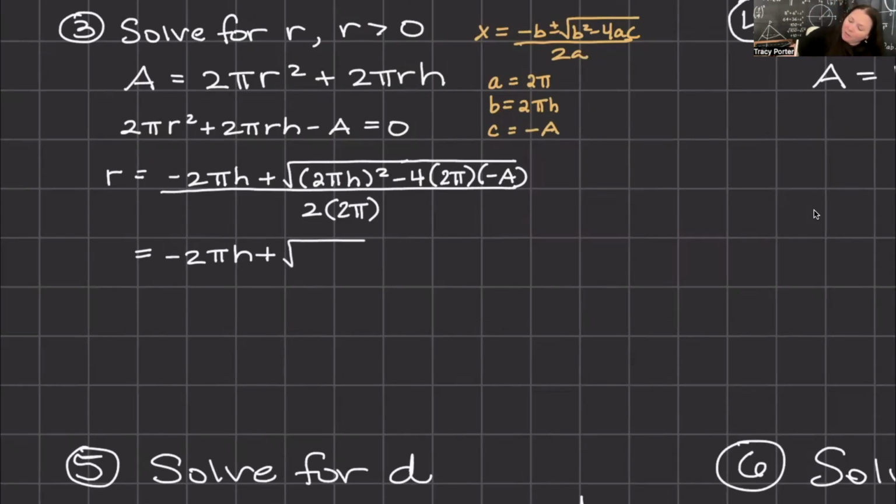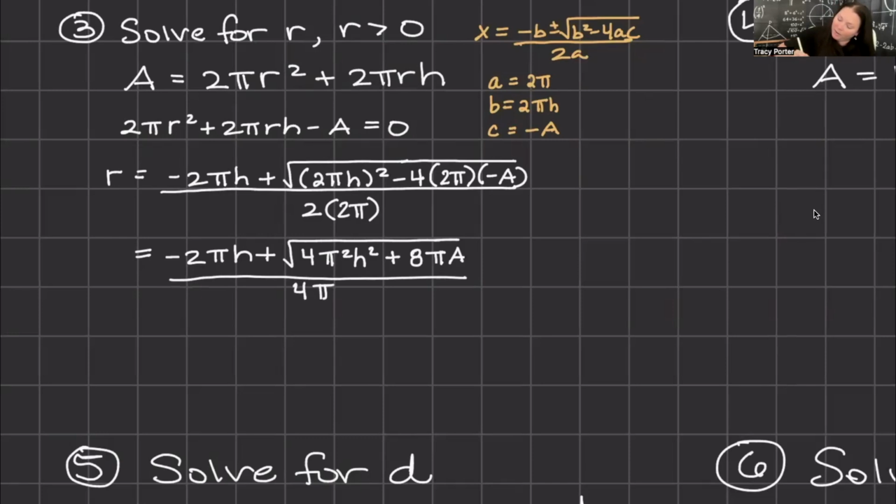So we will keep going. The inside, we could square those out if we want. So that's going to be a 4 pi squared h squared, and that's going to be a plus 8 A pi, or we could say the pi first just to keep everything kind of in the same order. We have a plus 8 A pi, and then divided by 4 pi on the bottom. We can factor out a 4 underneath the radical.